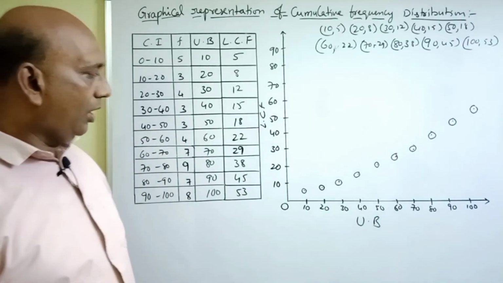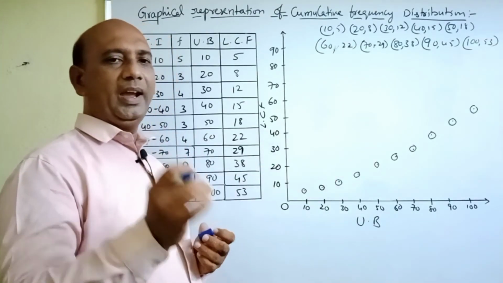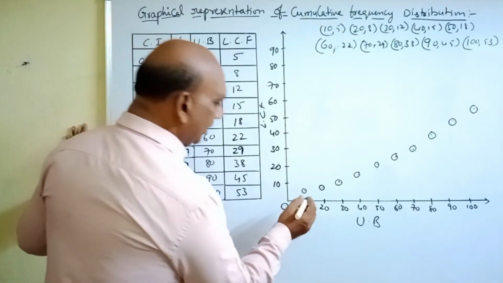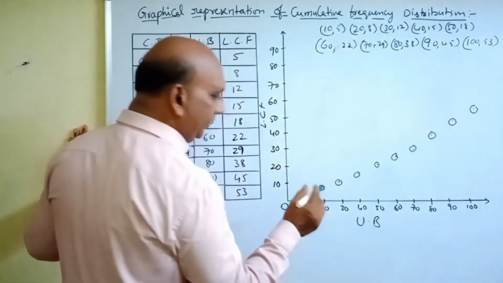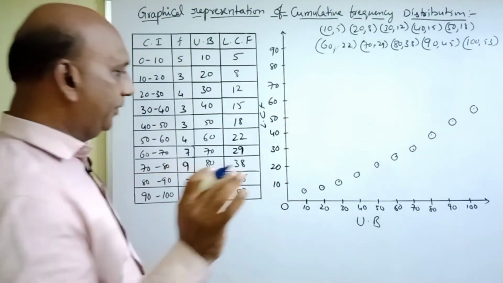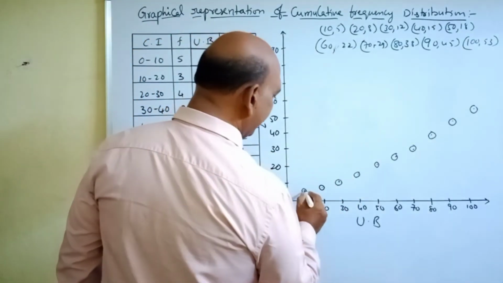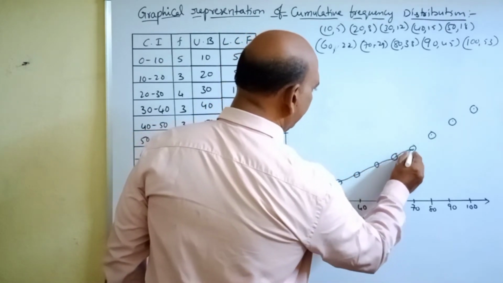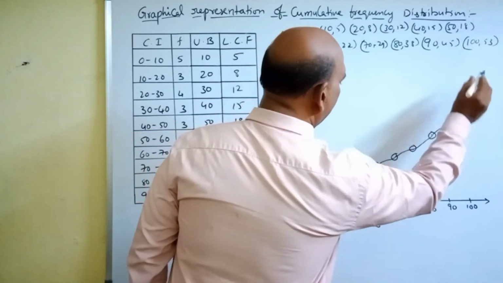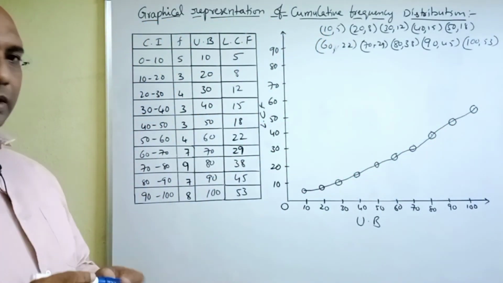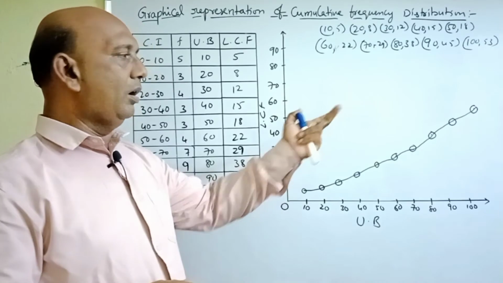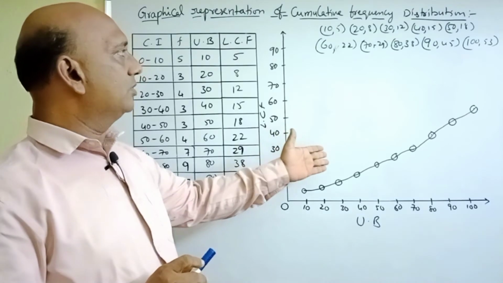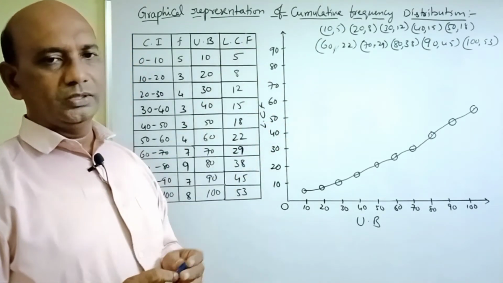So if we draw all these points with free hand smooth curves, we will get the curve like this. With a free hand, don't use any scale, join all these points like this. This is the curve we got by joining all these points with free hand. This curve is called the less than cumulative frequency curve.